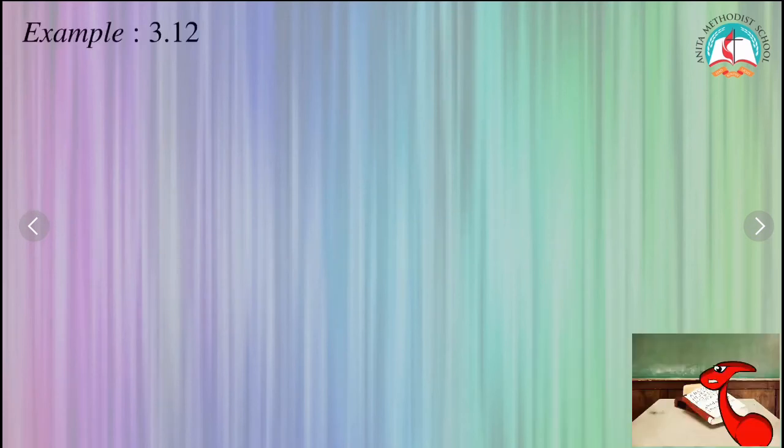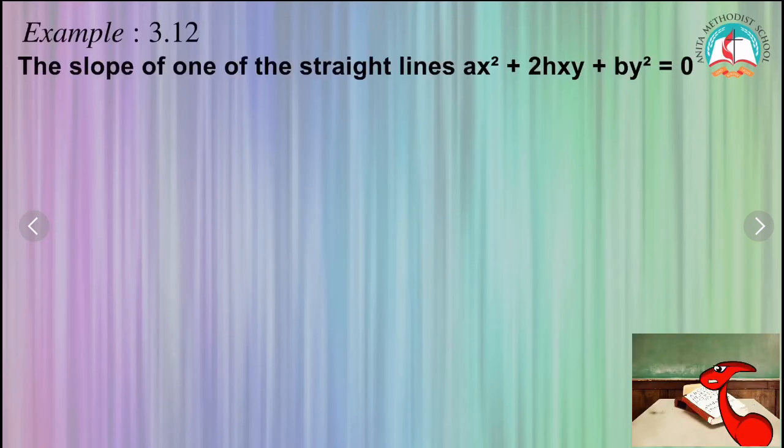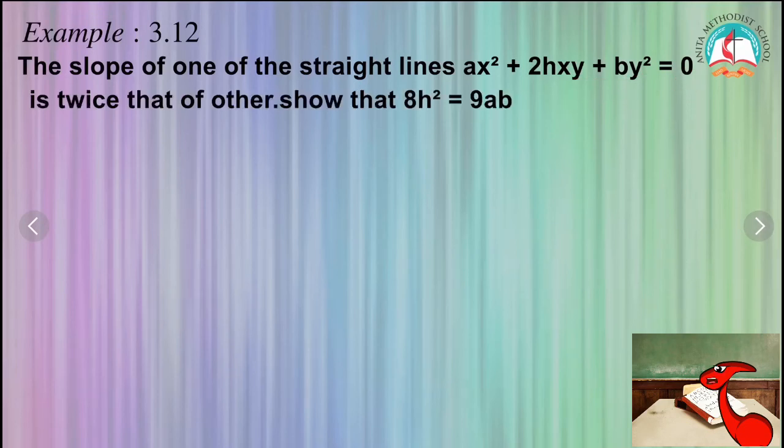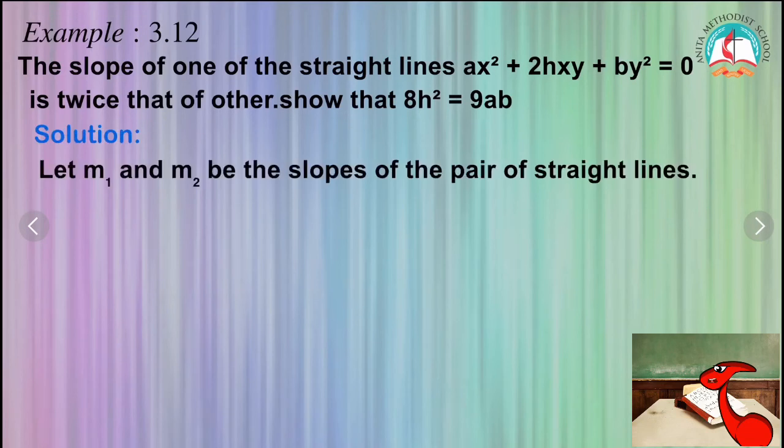Example 3.12. The slope of one of the straight lines ax square plus 2hxy plus by square is equal to 0 is twice that of the other. Show that 8h square is equal to 9ab. Now solution. Look at the two slopes. Let m1, m2 be the two slopes of the pair of straight lines. And this is the equation passing through the origin.